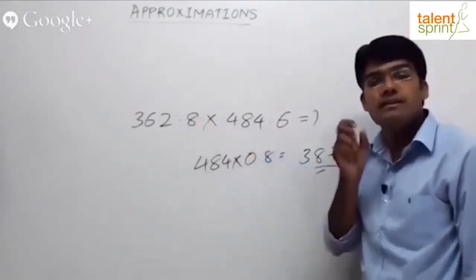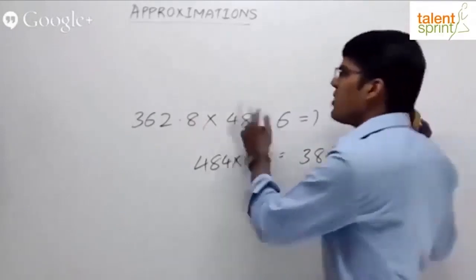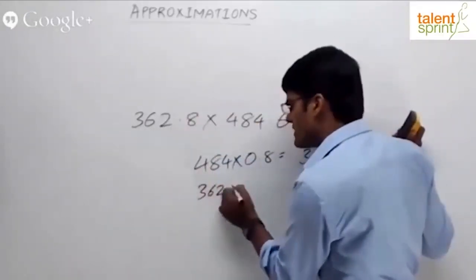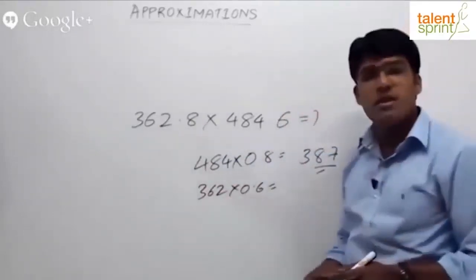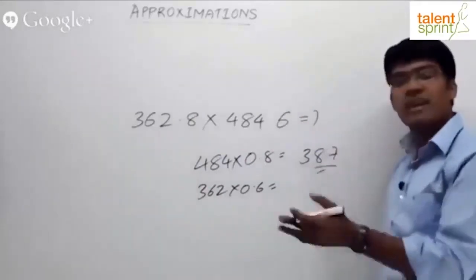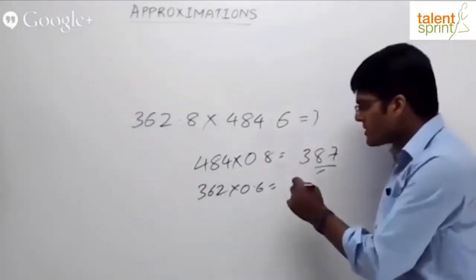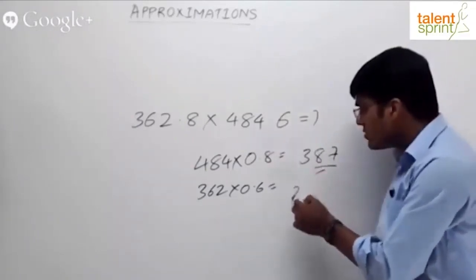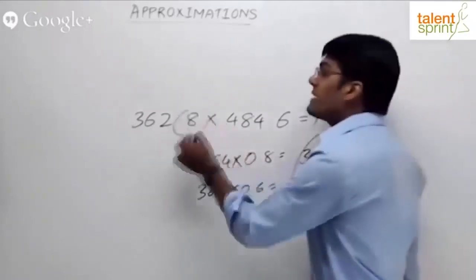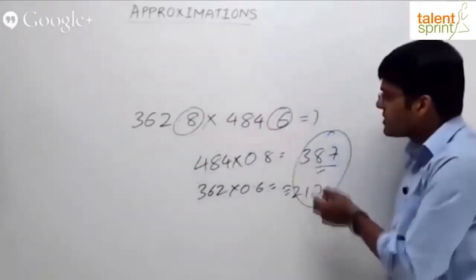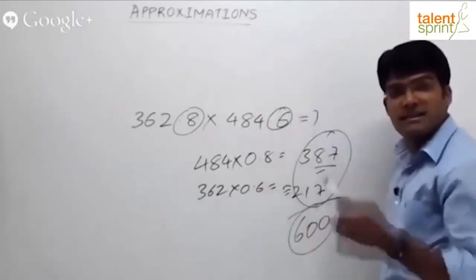That means just because you neglect 0.8, you will get a difference of 387 in the answers. This is important. These things you must understand. And only then you'll be able to mark the right answers. Likewise, if you take 0.6 into 362, how much is the difference? 0.6 or let's say 0.5. Half of 362 is how much? 181. More than 181. 181 plus 36, if you multiply with 0.6. So it will be around 217, approximately 270. So look at this. Just because we neglect 0.8 and 0.6, we are getting a difference of how much? 600. 600 is the difference. Yes or no? Isn't that surprising?